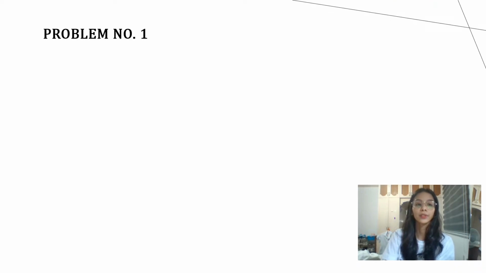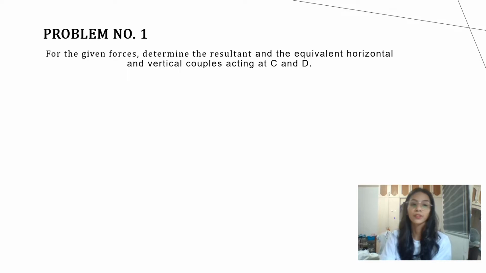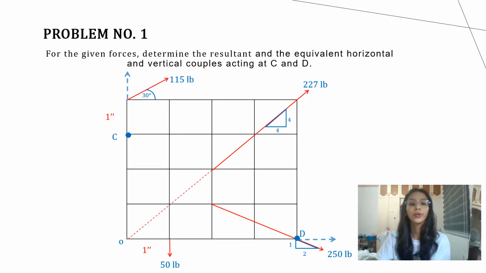Here's the given problem that we can solve. It says, for the given forces, determine the resultant and the equivalent horizontal and vertical couples acting at C and D. The figure below consists of 3 or 4 forces, which are the 115 pounds with the line of action pointing upward to the right at an angle of 30 degrees, and the 227 pounds with the line of action pointing upward to the right with a slope of 4.